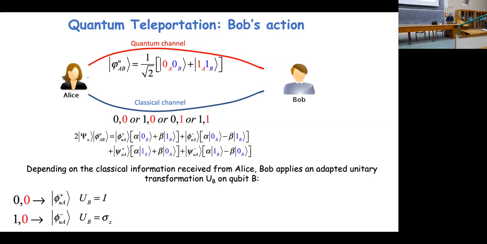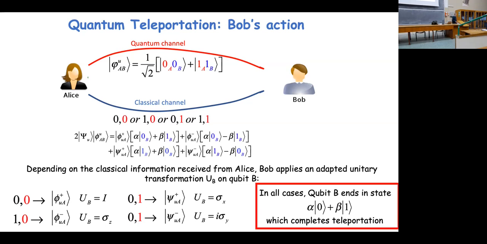You see, this is the recipe, what Bob has to do. He has to apply 4 very simple unitary transformations. And now, in all cases, in the end, Bob ends up with alpha 0 plus beta 1. And you see, neither Alice nor Bob have to know what is alpha and what is beta. They know that if the procedure went well, the state has been transferred.